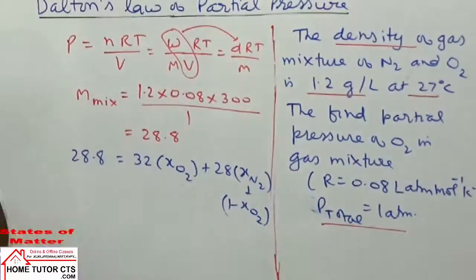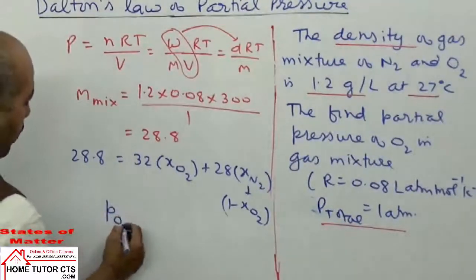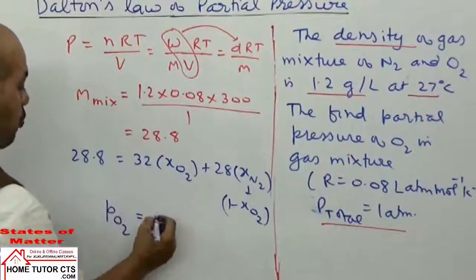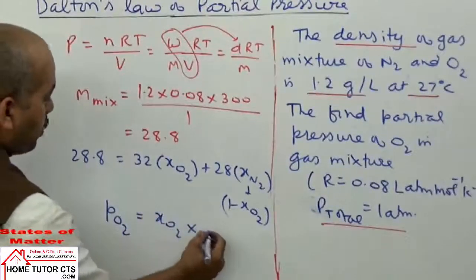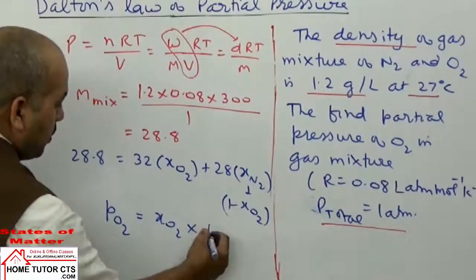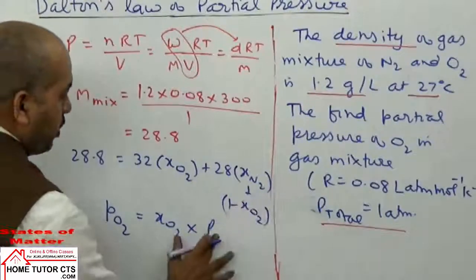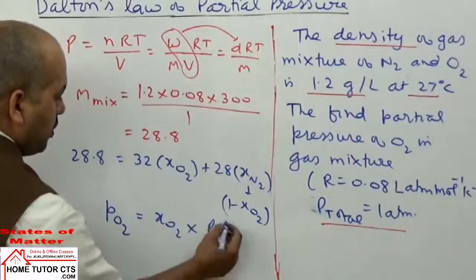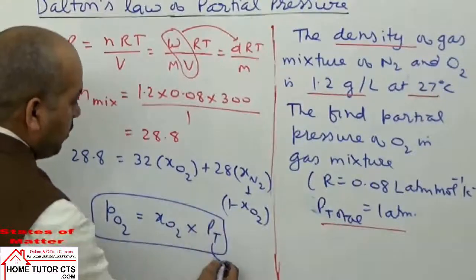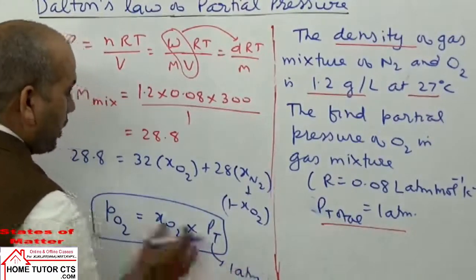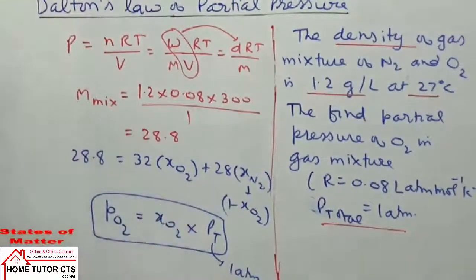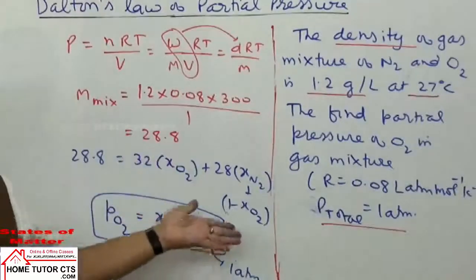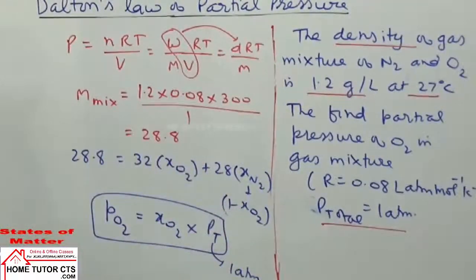So I hope it's clear. Once we know xO2, then for O2 gas, what is the partial pressure? It is the mole fraction of O2 into the total pressure, which is given as 1 bar, 1 atmosphere. So your answer will be virtually the same as the mole fraction of O2 gas. Sometimes this kind of question will be given to you. Be careful, these are easy questions, you can solve them.